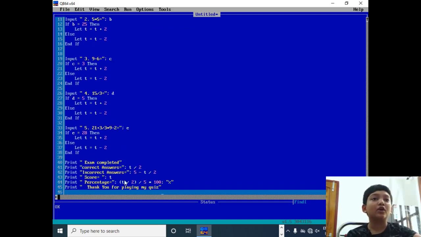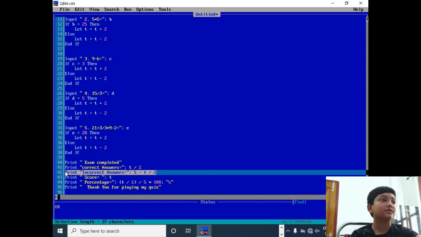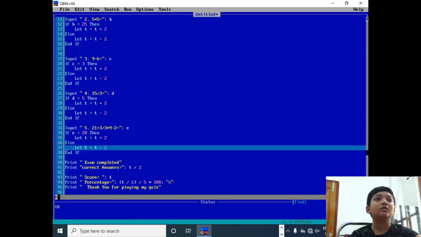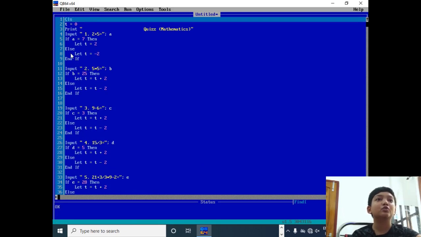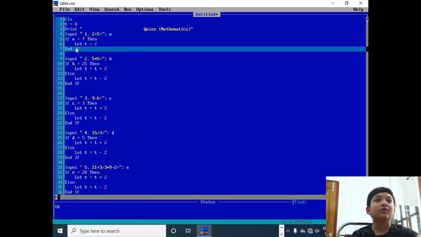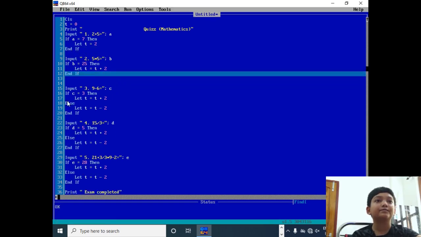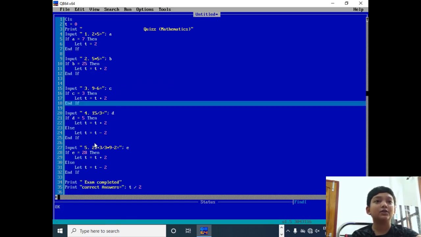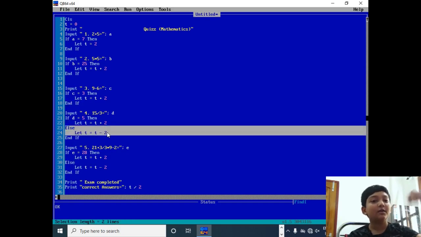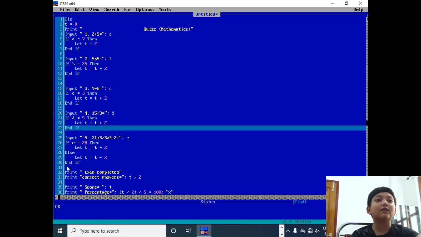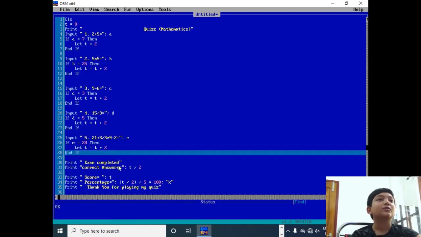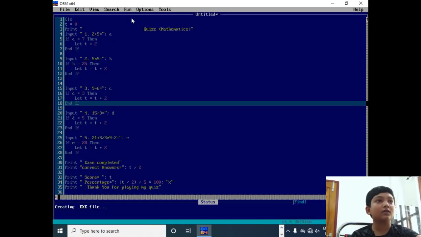So for that, I will now be leaving this minus 2 part, because it would be huge, and we would have to write again for each of the questions that this question is 1. For that we have to write our statements again. So let's now print, and it will be just a simple thing, no negative marking.